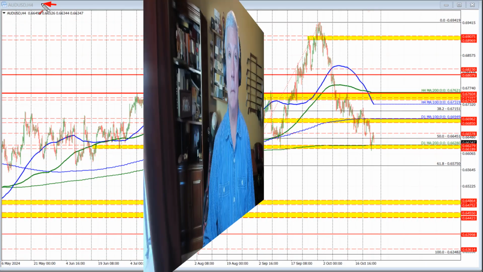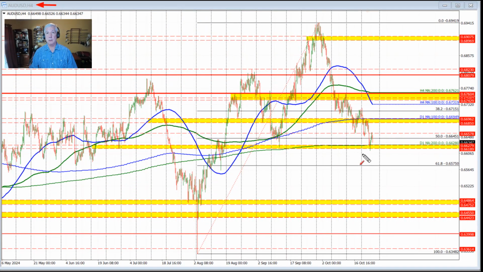Let's get started. Looking at the 4-hour chart, what we saw in trading yesterday was a momentum move to the downside that broke below the 200-day moving average. We also broke below the 50% midpoint of the move up from the August low to the September high. That 50% came in at 0.6645. The 200-day moving average came in at 0.6628.